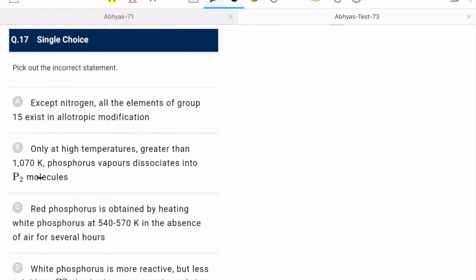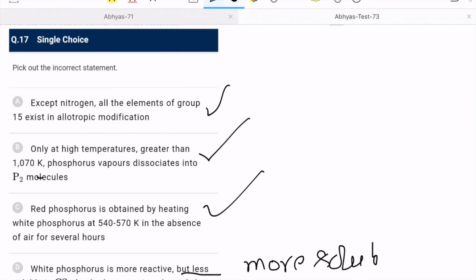Except nitrogen, all the elements of group 15 exist in allotropic forms. This is the correct option. At high temperature, greater than 1070 K, phosphorus vapor dissociates into P2 molecules. This is a correct statement. Red phosphorus is obtained by heating white phosphorus at 540 to 570 K in the absence of air for several hours. Correct. Next, white phosphorus is more reactive but less soluble, he has given. Actually, it is more soluble in CS2. So this is wrong. This is the statement we can select.